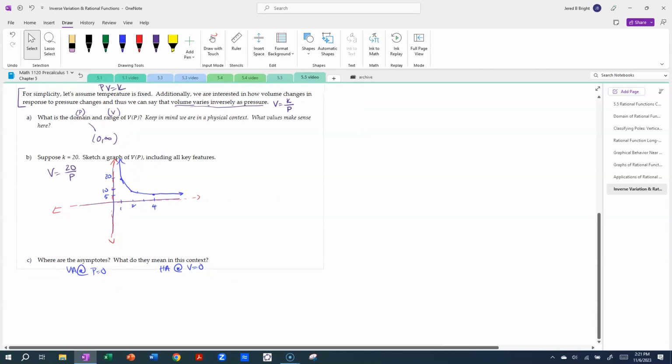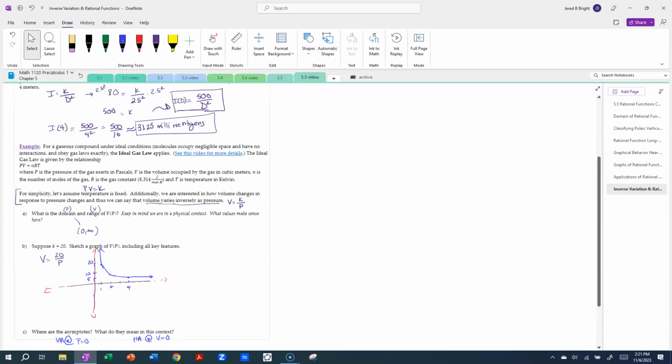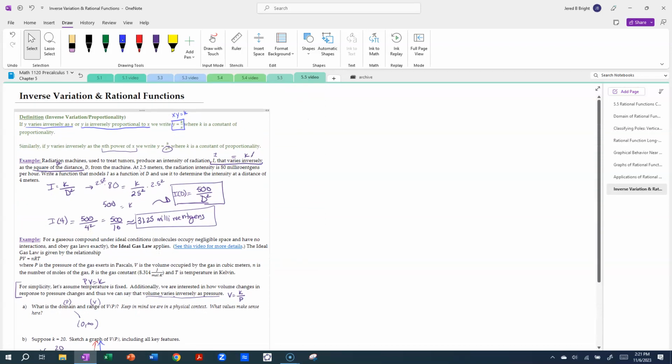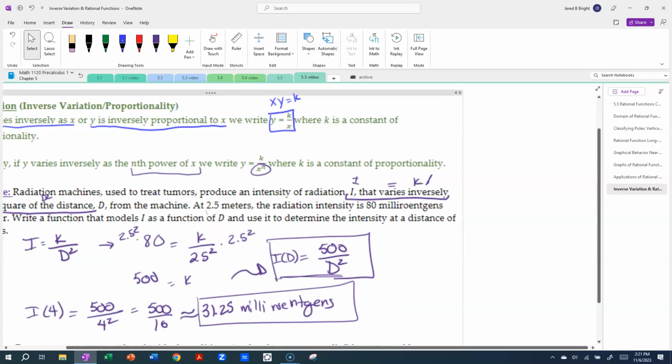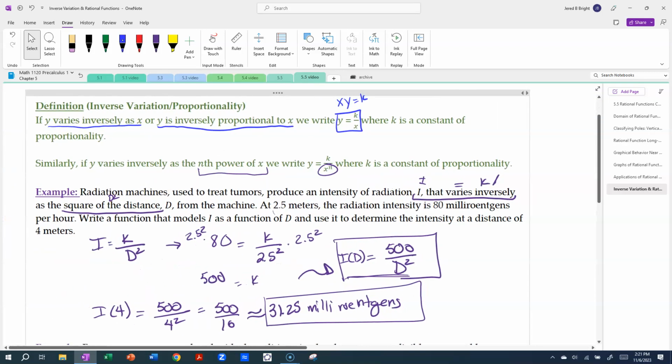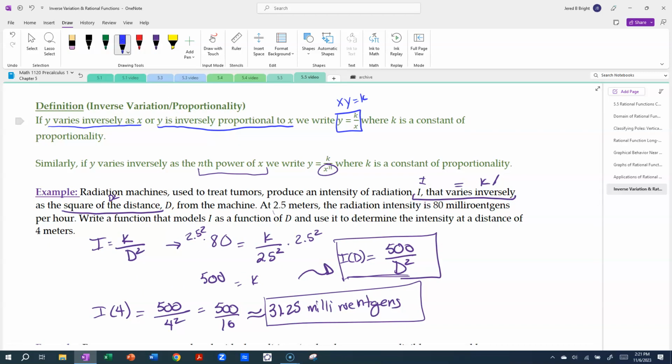I went through this example kind of fast, but the main point is that when we're working with inverse variation or inverse proportionality, make sure to write it as y is equal to k over x. So again, y equals k divided by x with inverse. Same thing with inversely proportional.